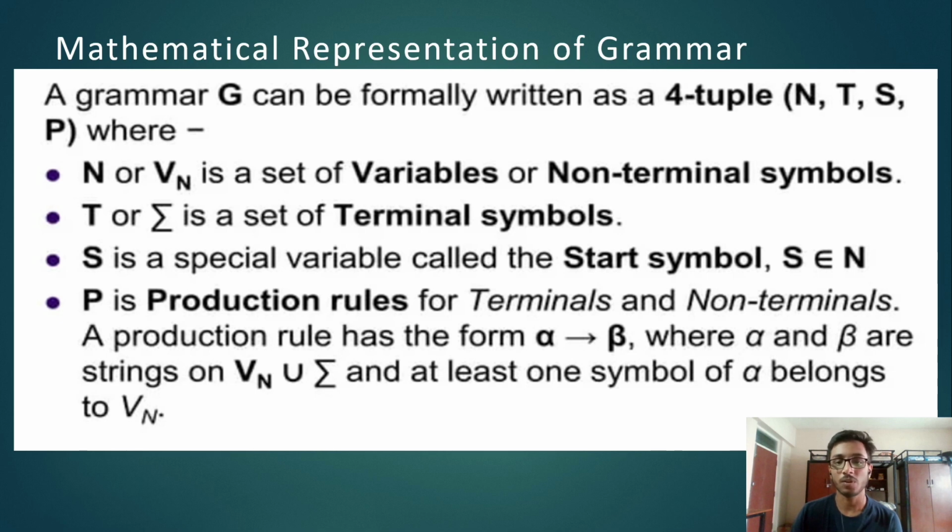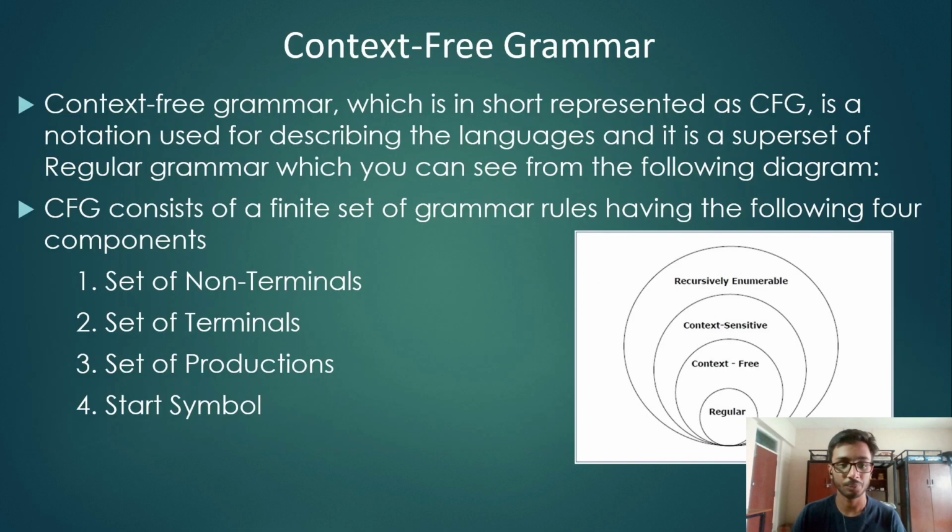Mathematical representation of grammar. A grammar G can be formally written as a four-tuple (N, T, S, P), where N or Vn is a set of variables or non-terminal symbols. T or sigma is a set of terminal symbols. S is a special variable called the start symbol. S belongs to N. P is the production rule for terminals and non-terminals. A production rule has the form alpha to beta, where alpha and beta are strings on Vn union sigma, and at least one symbol of alpha belongs to Vn.